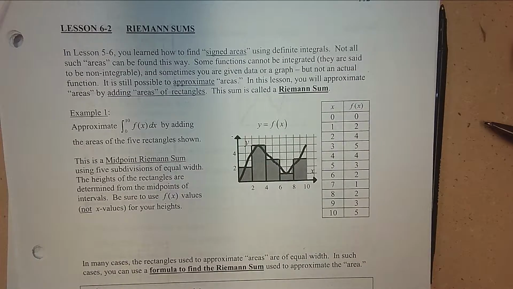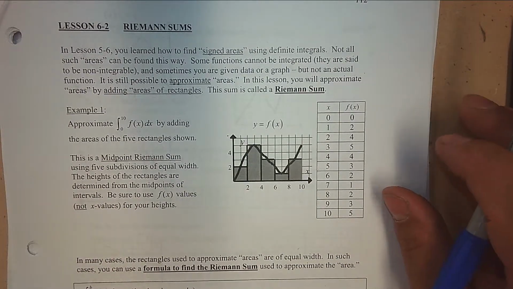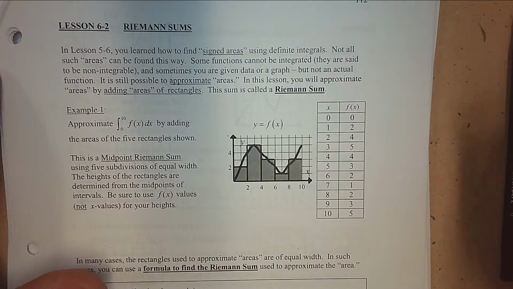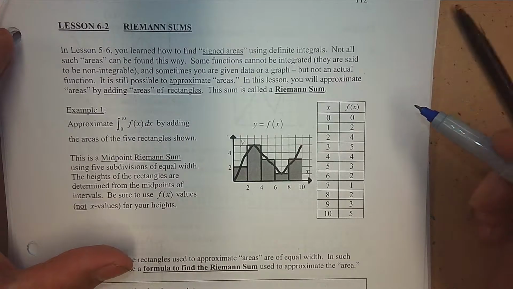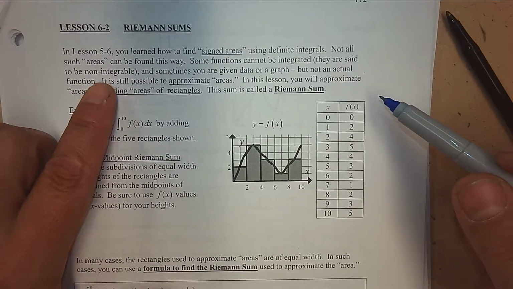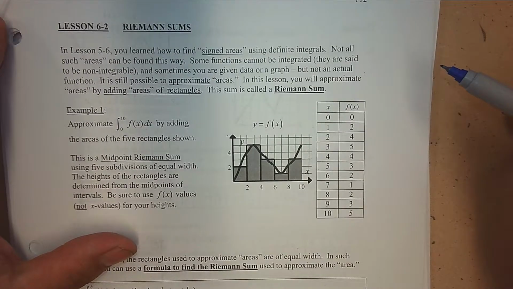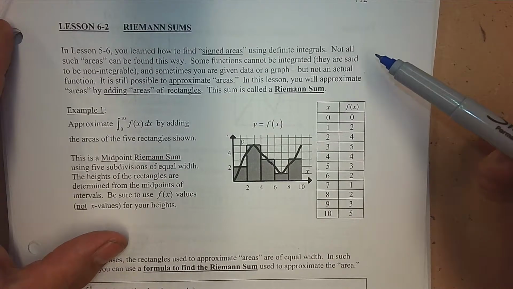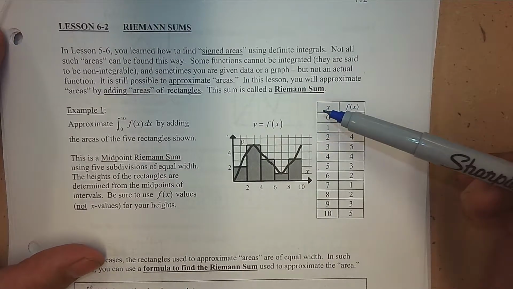In Lesson 5.6, you learned how to find signed areas using definite integrals. Not all such areas can be found this way, meaning not all such areas are easy squares, rectangles, triangles, trapezoids, and so on. Some functions cannot be integrated. They are said to be non-integrable. And sometimes you're given data or a graph, but not an actual function. It is still possible to approximate these areas.